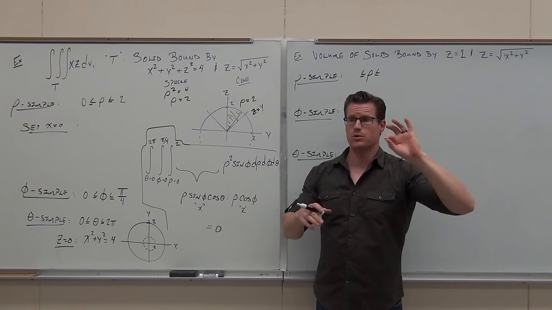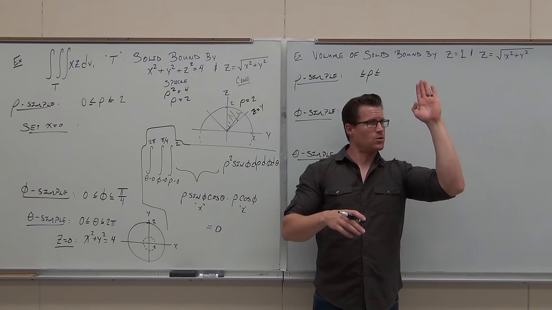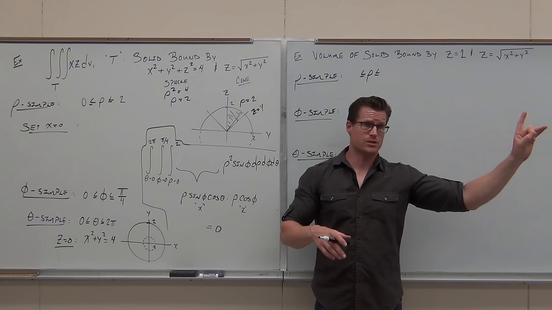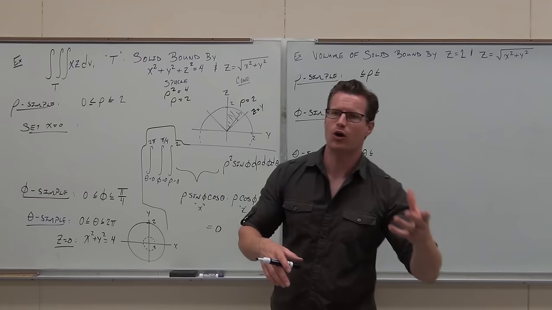The phi, if that's a cone, we're going to be going from 0 to pi over 4 again. That's what's going to happen for our phi. It's a full circle, so we're going to be going 0 to 2 pi for our theta. If you can visualize that, that helps. If not, that's okay. I'll give you some techniques where you don't have to do it.